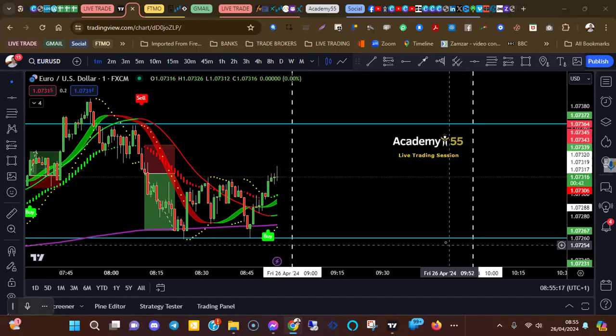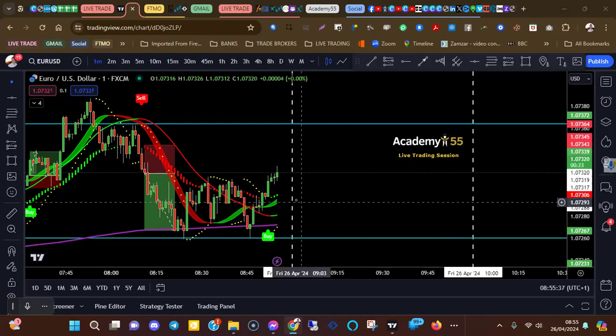Here we are on Friday, the 26th of April. It's 5 to 9 in the morning here in the UK. A rather dull and drizzly sort of day down here in Cornwall. That's where I live. That's the southwest of the UK.